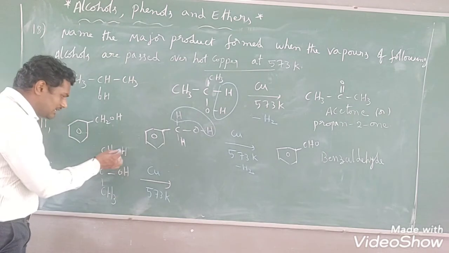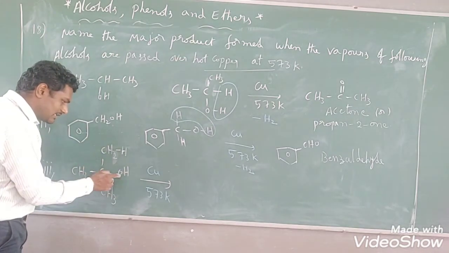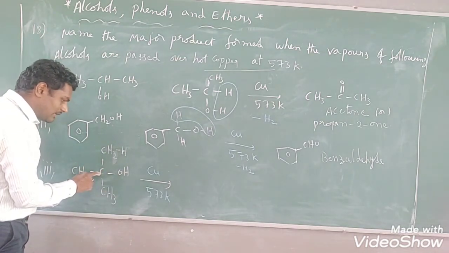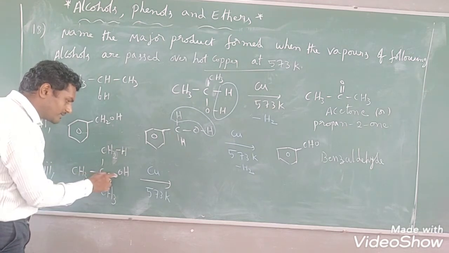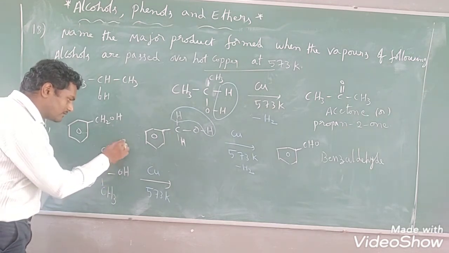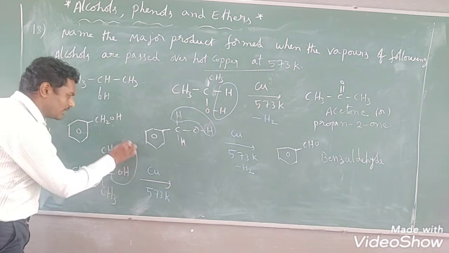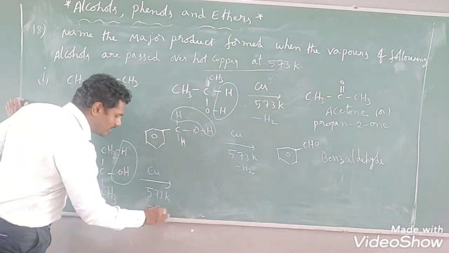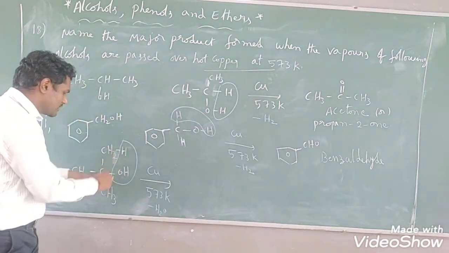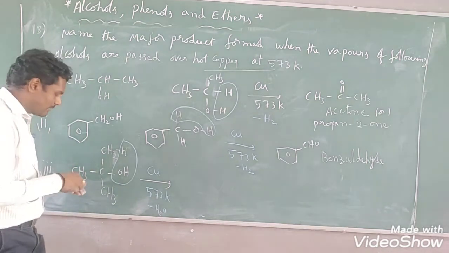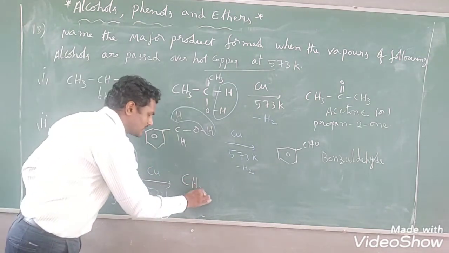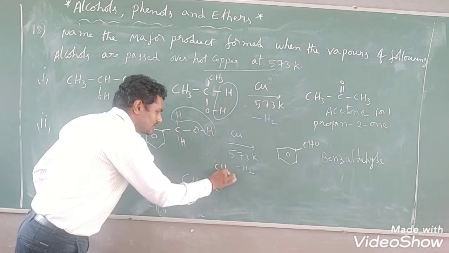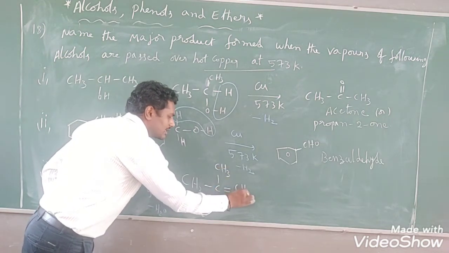That means the OH-attached carbon is alpha. So the OH group from the alpha carbon and a hydrogen from the beta carbon are removed as a water molecule. Then the breaking of two single bonds results in the formation of a double bond. Then what compound will you get? CH3C, CH3, double bond CH2.